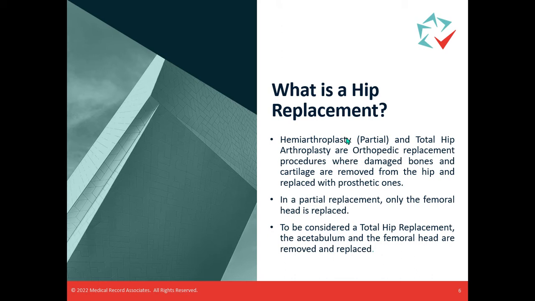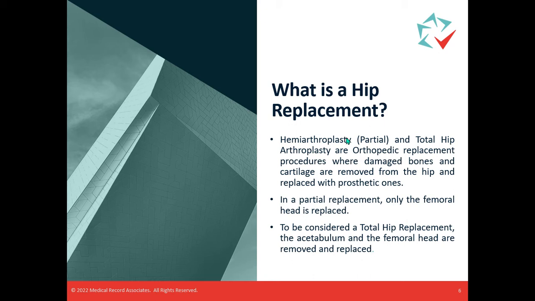Let's begin at the beginning. What is a hip replacement, you may ask? Well, there are two types, a partial and total. Both types remove damaged bones and cartilage from the hip, which is then replaced by a prosthetic. The difference between the two is that a partial hip replacement only replaces the femoral head, while a total hip replacement must include the removal and replacement of the acetabulum in addition to the femoral head.